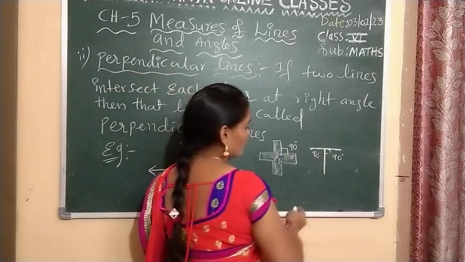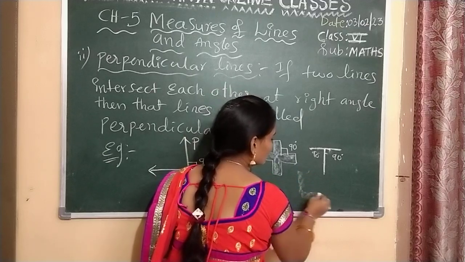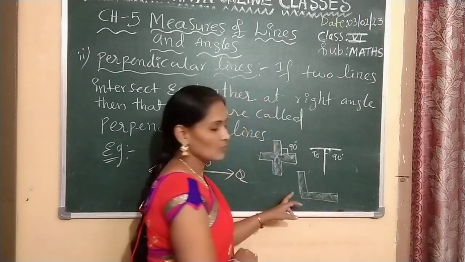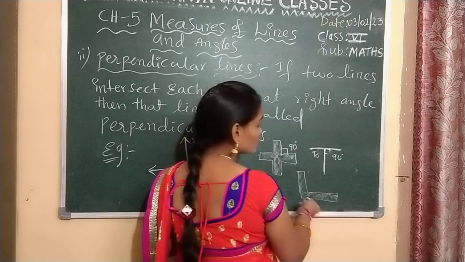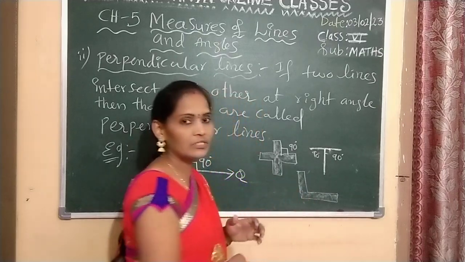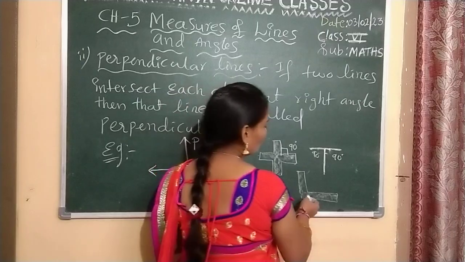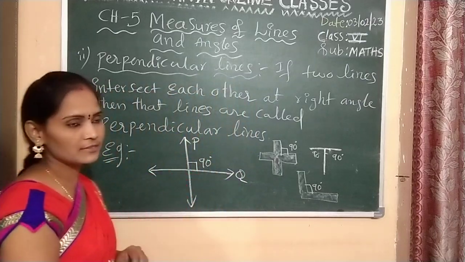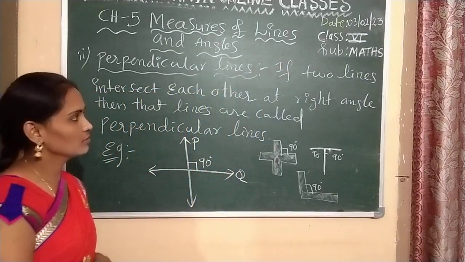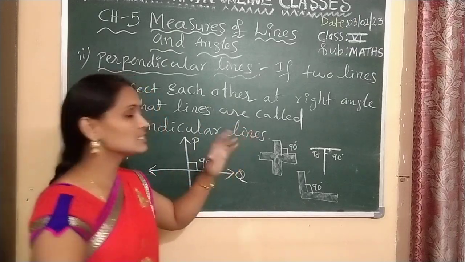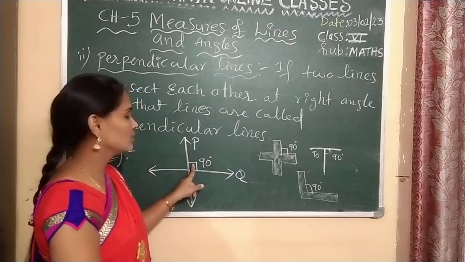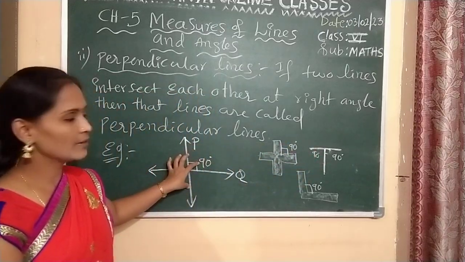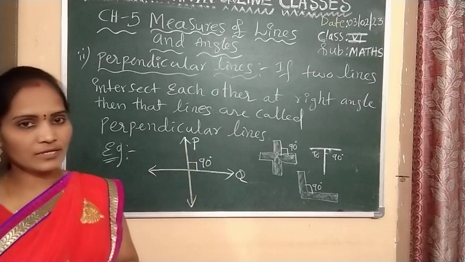Okay, next, if you observe one figure like this, it is used in construction. This is one of the tools they use when constructing a building. Here, this is also one example of perpendicular lines. Very simple: if two lines intersect each other at a right angle, then they are called perpendicular lines. These are the daily life examples. This is the diagram of how perpendicular lines look. Okay.